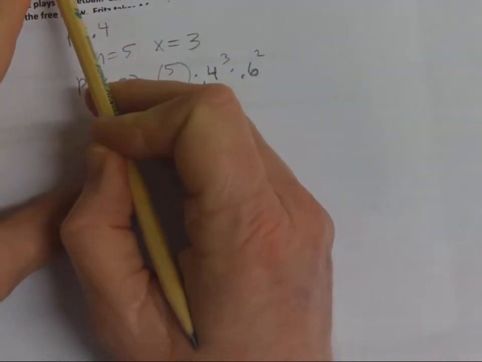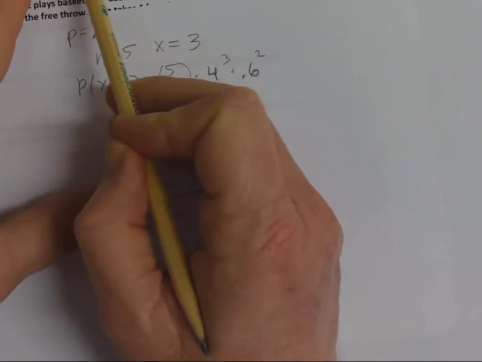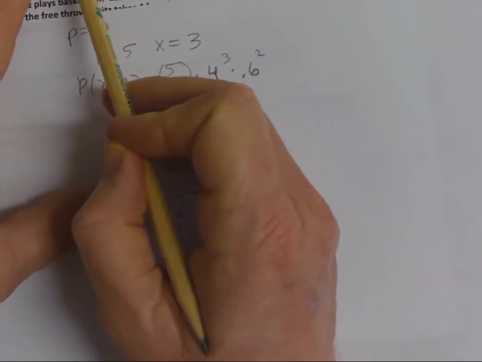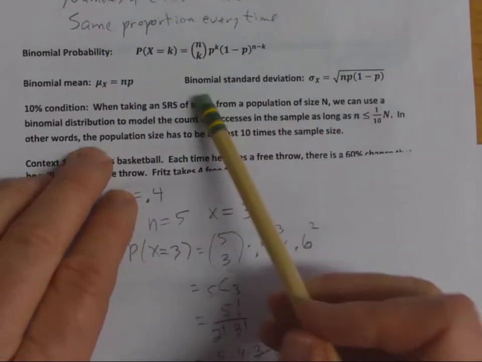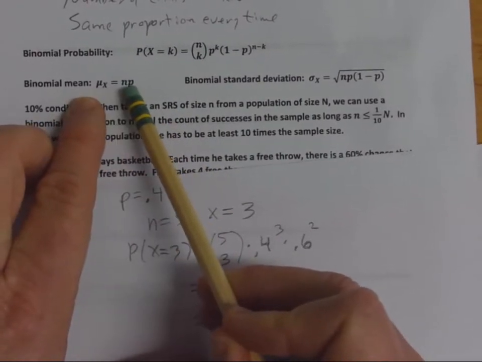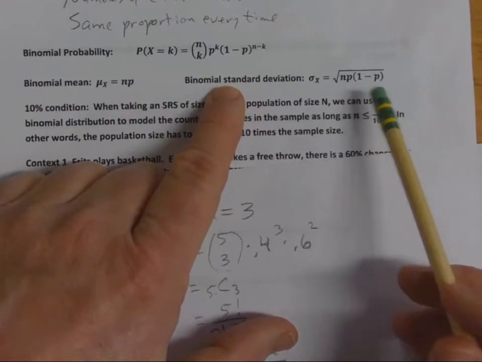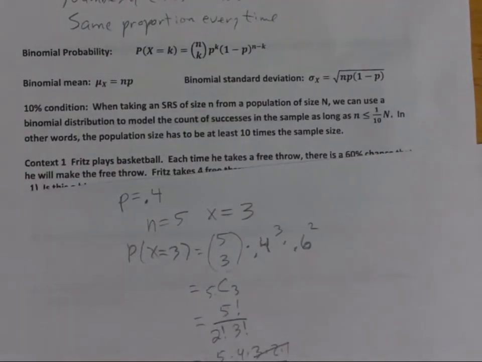And so here's how you calculate a mean. It's just going to be n times p. And I think that one's going to be pretty intuitive. So you can see it there, n times p. And then the binomial standard deviation is that. So we'll plug that in to find the standard deviation. Both of those are on your formula sheet.